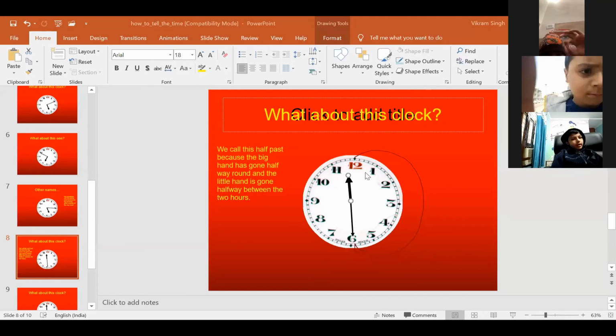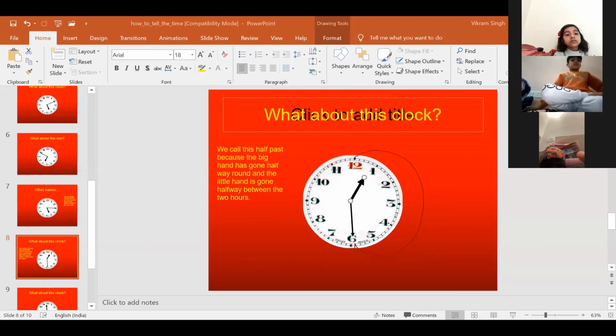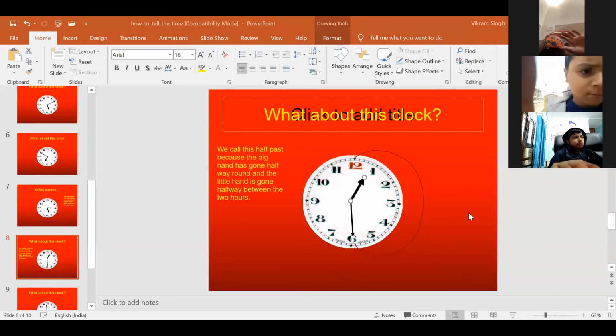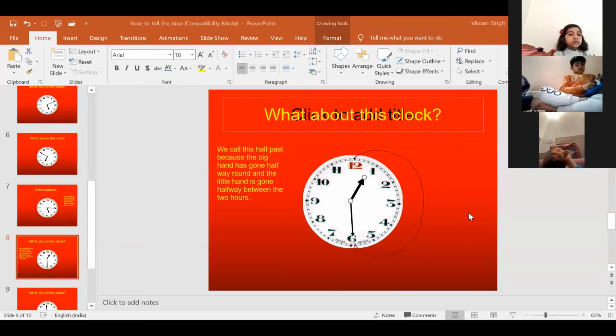My last question. It is between 12 and 1. Who will tell me the time? Hansika, tell me the time. The shorthand is between 12 and 1. Hansika, please tell me the time. Half past 12. Very good. Very good, Hansika. You told me the correct time. Give me high five. Very good, bache. So I think you people have understood.